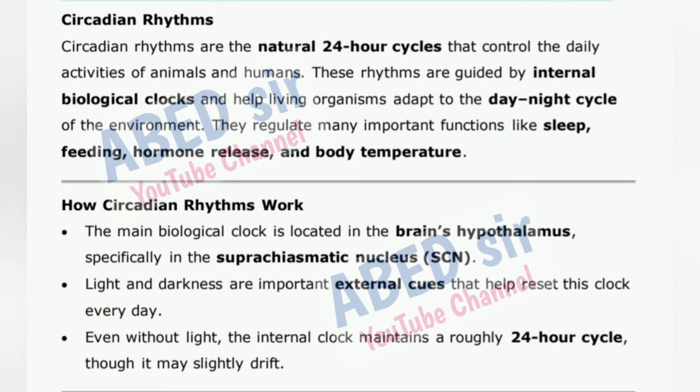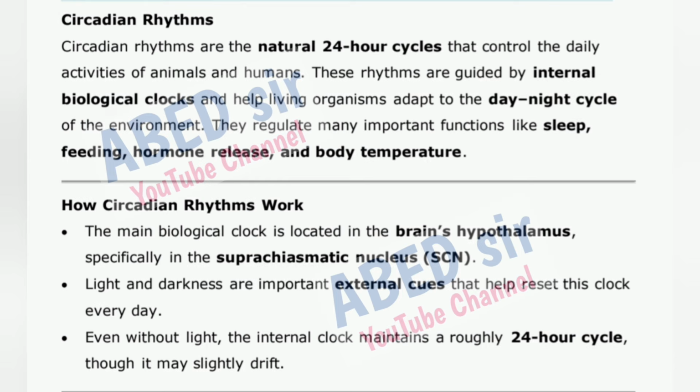Circadian rhythms. Circadian rhythms are the natural 24-hour cycles that control the daily activities of animals and humans. These rhythms are guided by internal biological clocks and help living organisms adapt to the day-night cycle of the environment. They regulate many important functions like sleep, feeding, hormone release, and body temperature.